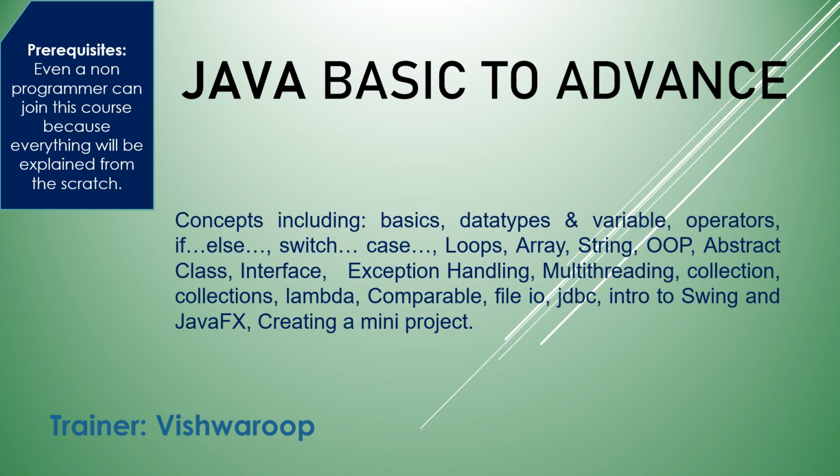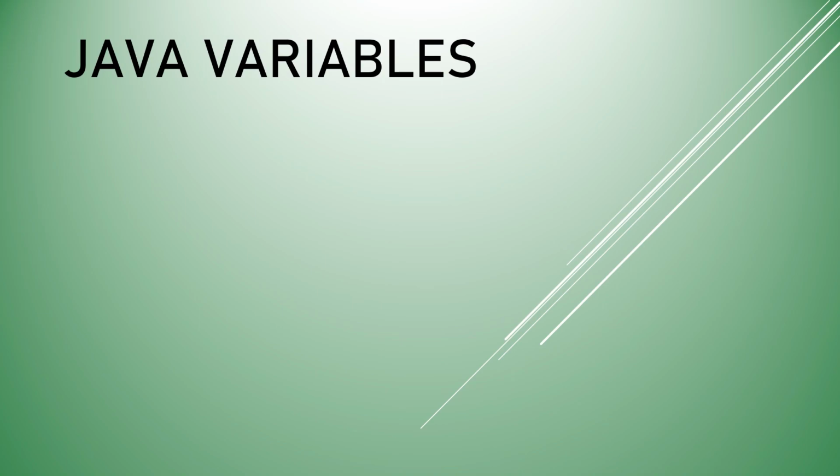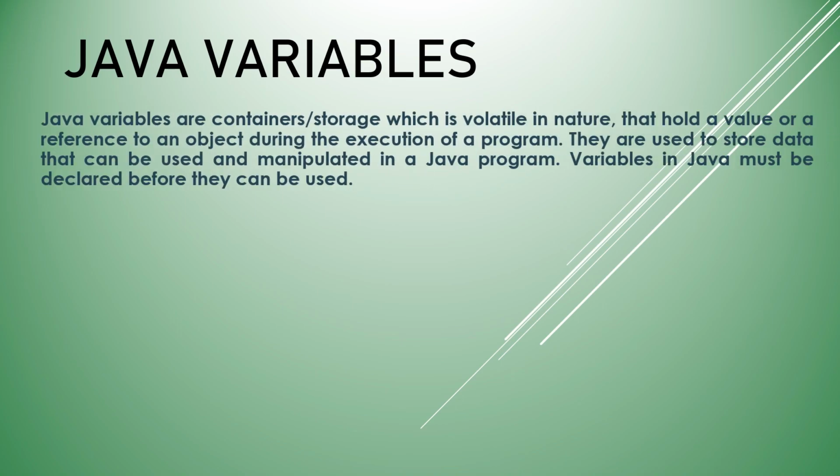Now I will give you a short introduction of variables in Java. So what is a variable? A variable is a container or storage. You can also call it a placeholder where we can store data or value which can be used during the execution of our program.